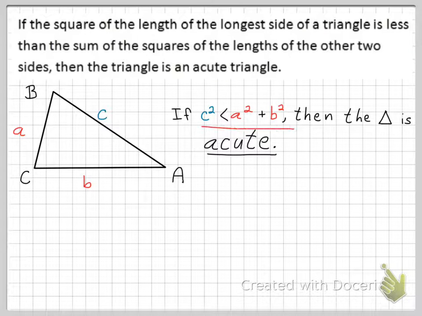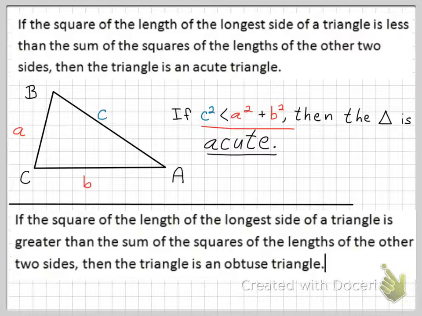So if we have this relationship here, if c squared is less than a squared plus b squared, then the triangle is acute. So you take this longest side of a triangle and square it, and then compare it to this squared plus this squared. And again, if c squared is less than a squared plus b squared, then the triangle is acute.